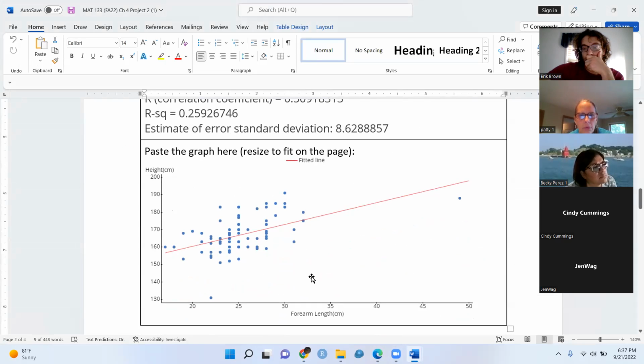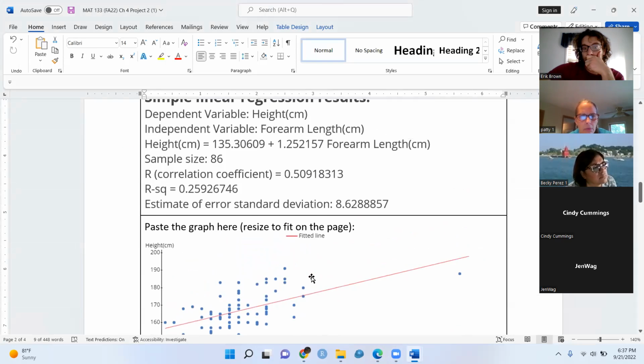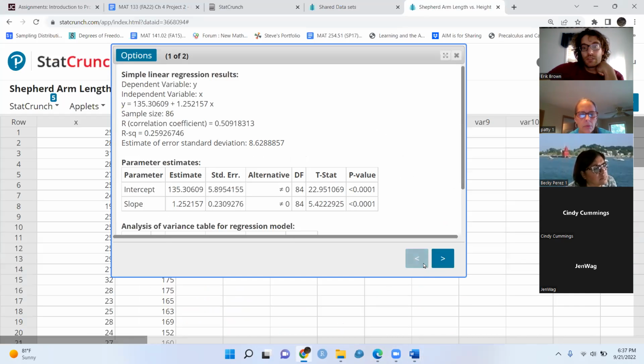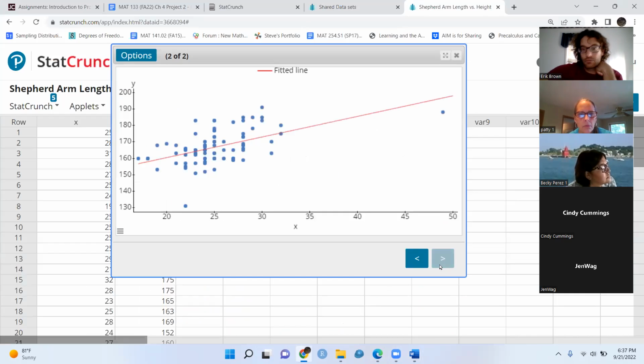Now, how do I do the graph? You just click the over button, this little page button down at the bottom. Okay. Oh, okay. And then just copy the whole thing. You got it. Okay.